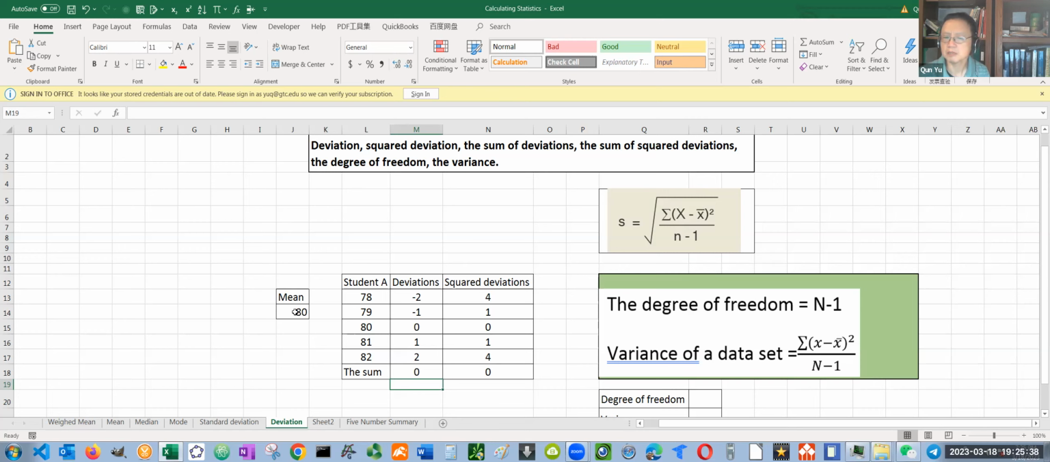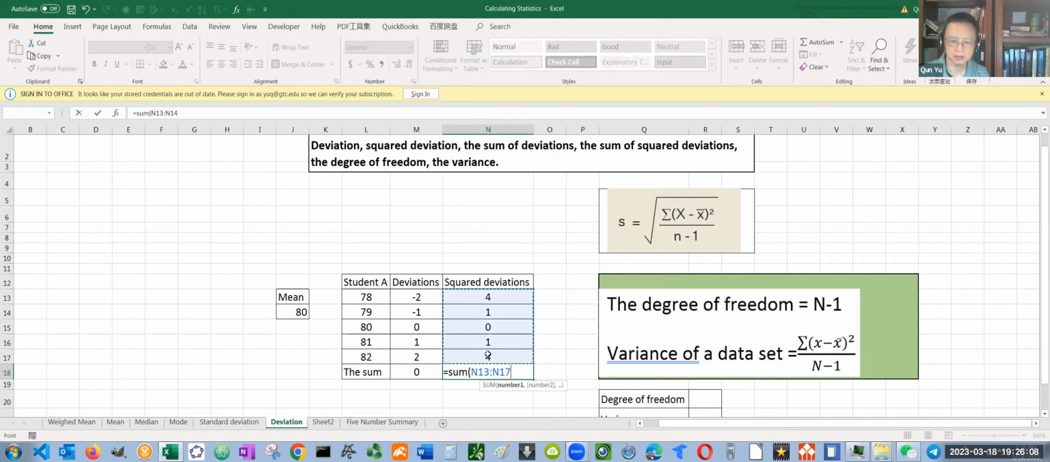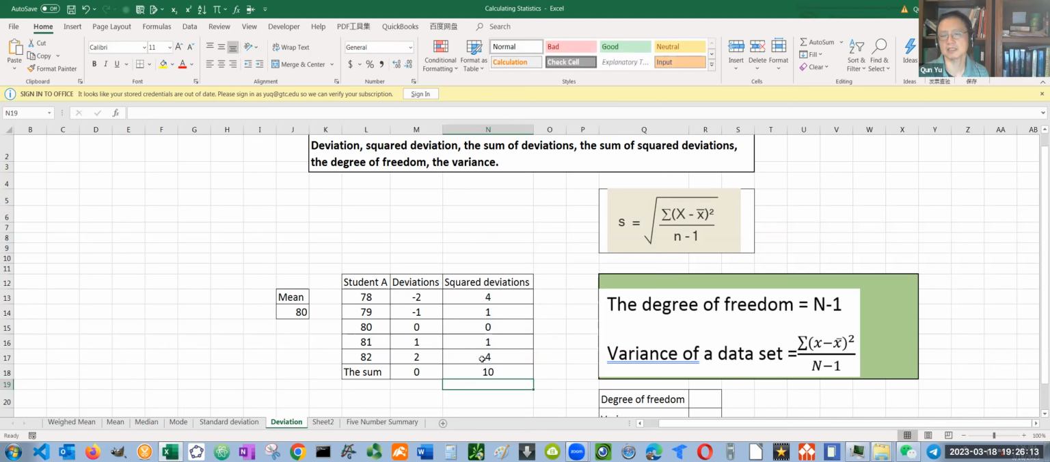Okay. By the way, if your mean is a decimal number and you round it to a certain number of digits, there will be rounding errors. That means when you add your deviations together, the sum will not be exactly 0, but it should be very close. Okay, but your answer still will be 0. Now we also need to do the sum of squared deviations. So I'll just do another sum here. Select these numbers and close the parentheses. So that's 10. We know that's correct, right?